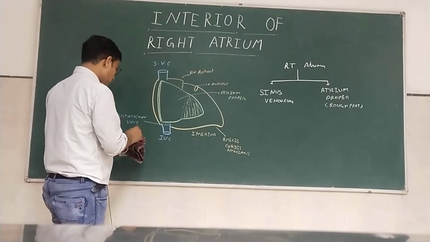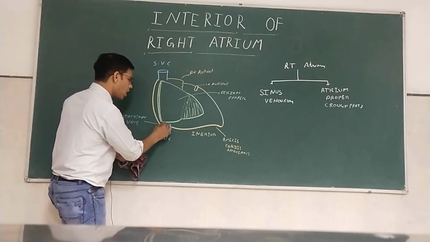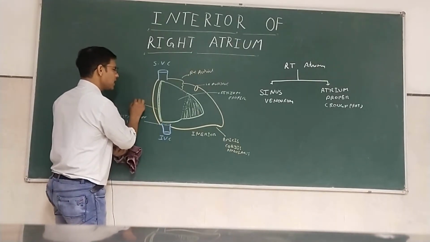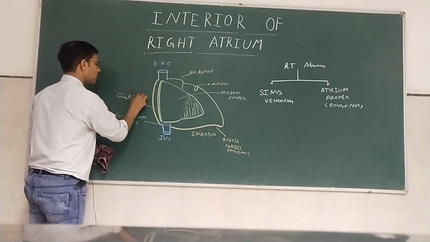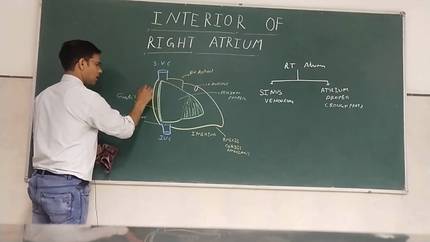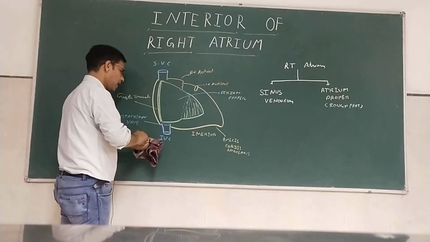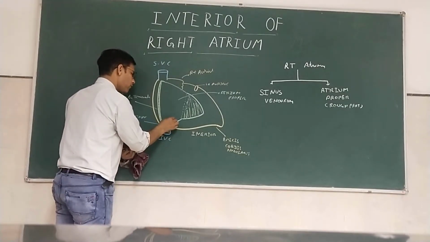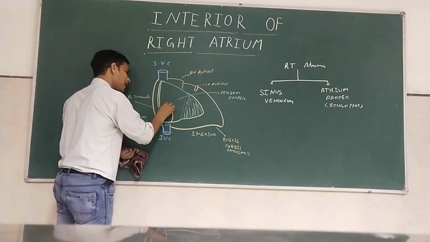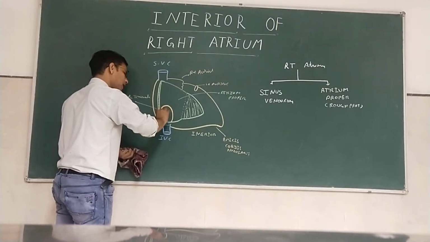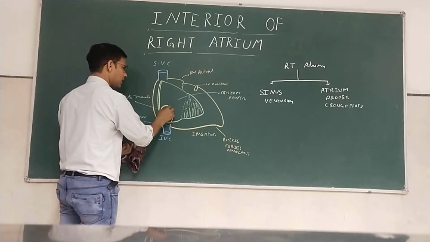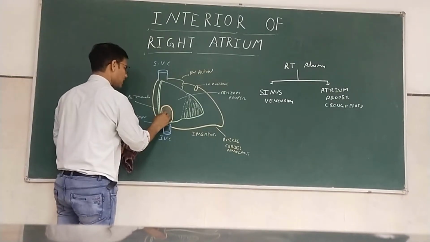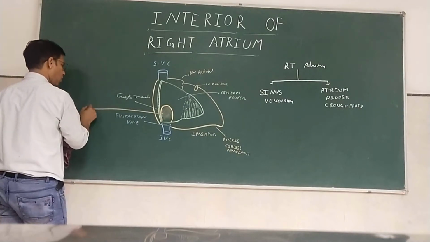Okay. From this one, if you can see, the right horn of the inferior vena cava is continuous with the crista terminalis, but the left horn is continuous with the limbus of the fossa. The thickened part is known as the limbus, and the rest is known as the fossa. This is known as the fossa ovalis.